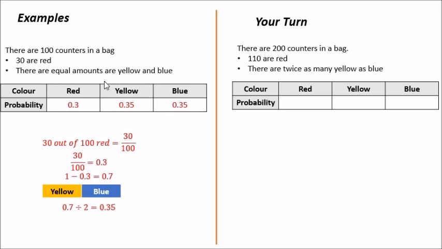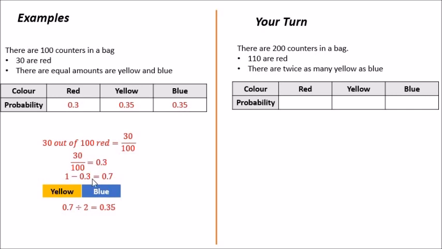Now, it says there are equal amounts of yellow and blue. So if there are equal amounts, then if I divide that 0.7 by 2, sharing the probability 0.7 equally between 2, then I get 0.35, which means that the probability of yellow and blue should both be 0.35. And if we do this with the actual counters themselves, 30 out of 100, that means that 70 out of 100 are not red, and therefore we must have 35 yellow and 35 blue. So we get probabilities of 35 over 100, or 0.35, and 35 over 100 for this one as well.